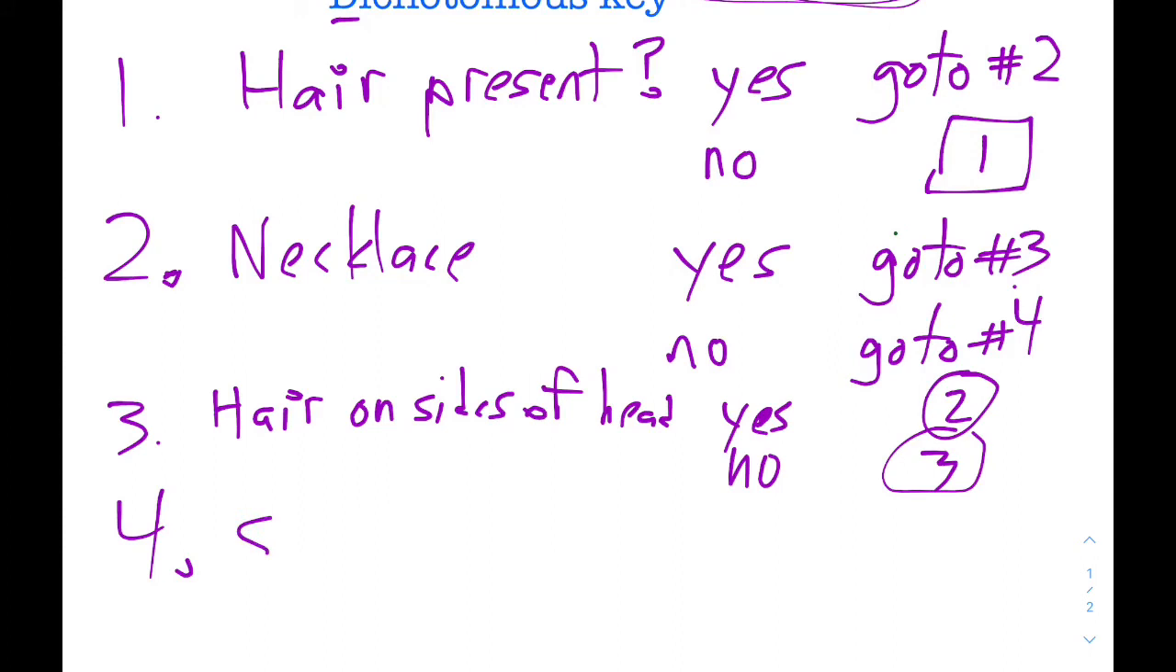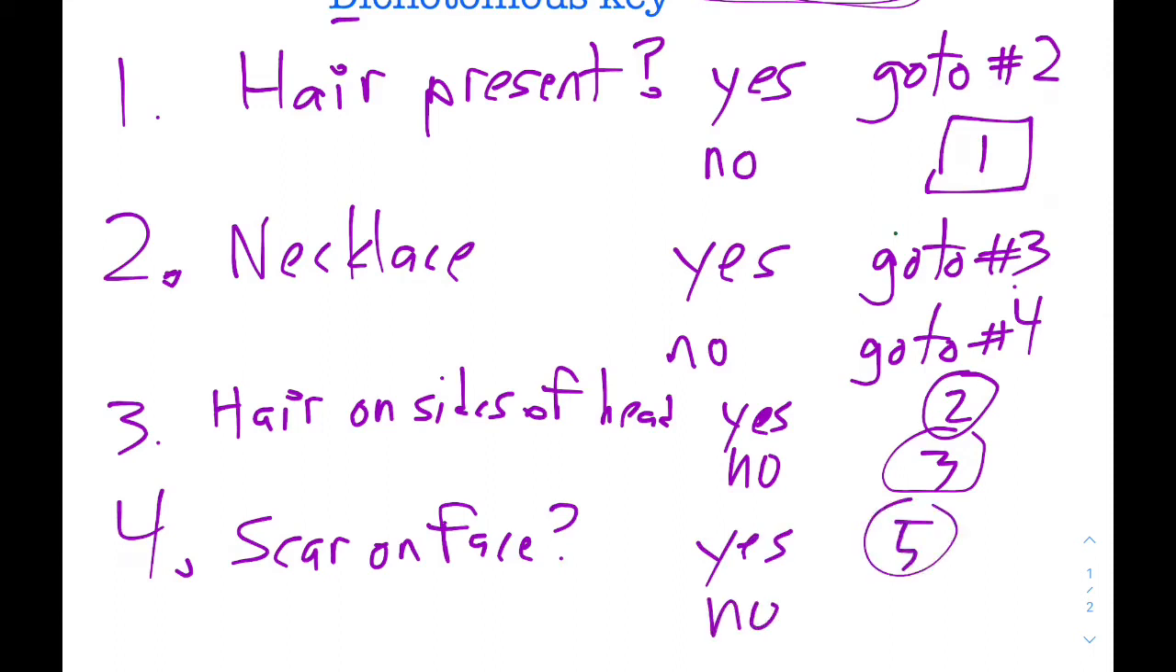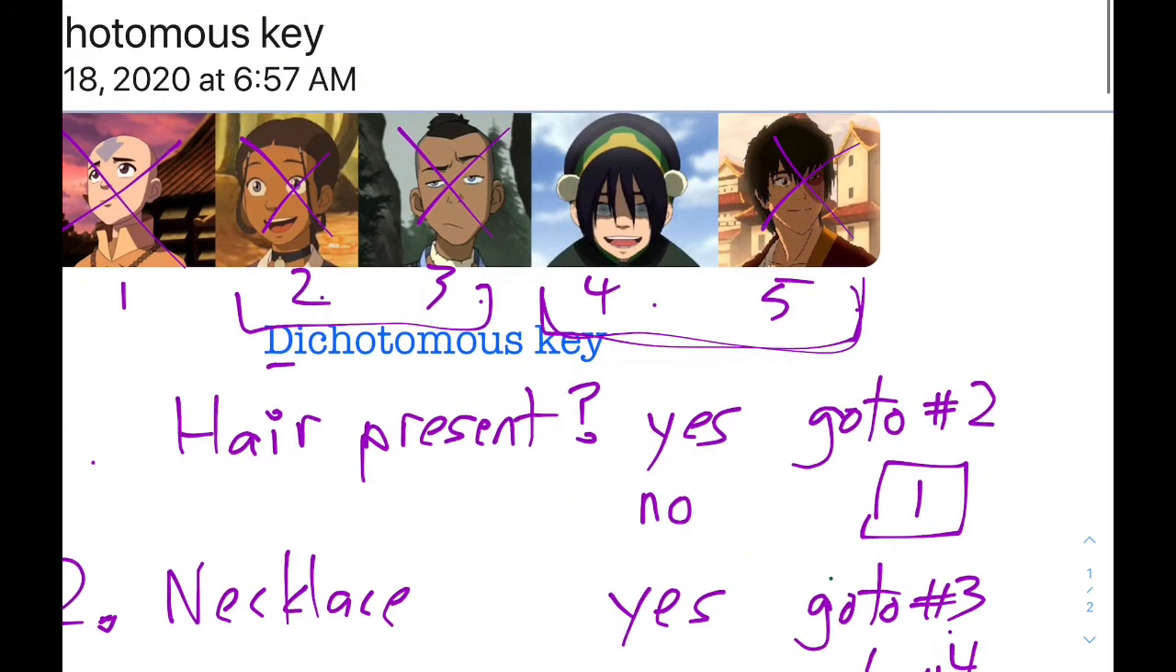So scar on the face around the eye, or no, and that will get us there. So we could ask, is there a scar on the face? Yes or no. The one who does have a scar on the face was number 5, and the one who didn't was number 4. And those were the last 2 that we had to name.